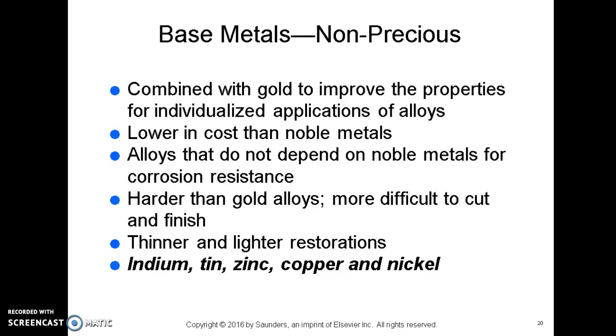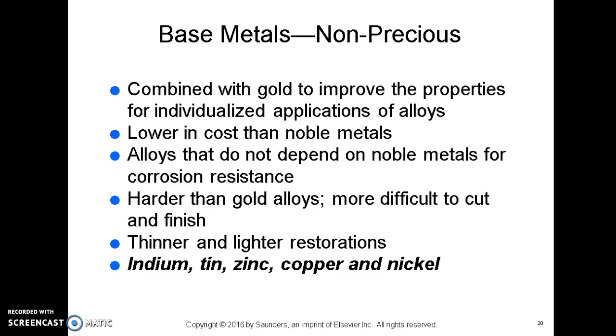Base metals are considered non-precious metals. They are combined with gold to improve the properties for individualized applications of alloys. These base metals are much lower in cost than the noble metals. These alloys do not depend on noble metals for corrosion resistance, and they're harder than gold alloys, which means they are more difficult to cut and to finish. So amalgams are made of base metals. Some partial dentures are made of non-precious metals. They're very difficult to polish, to cut, and finish.